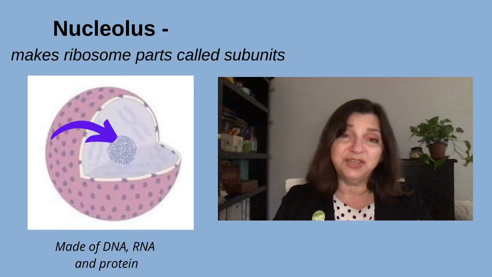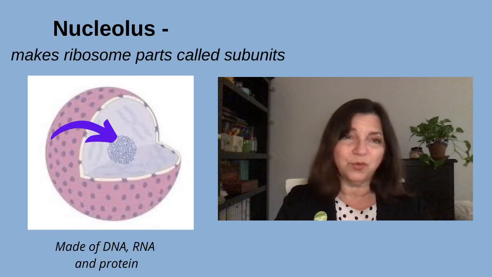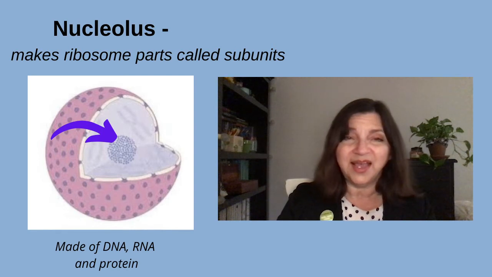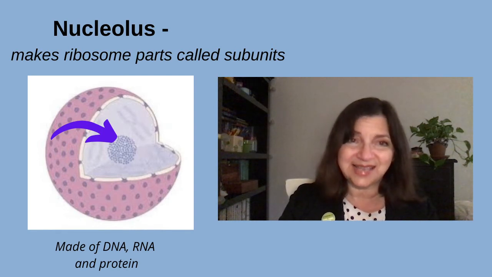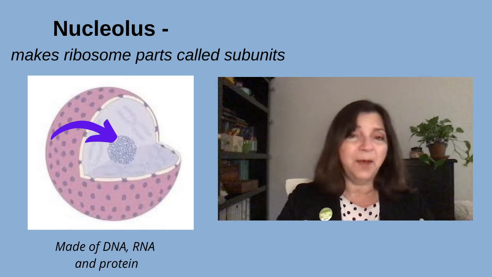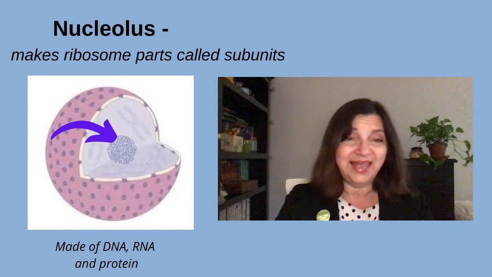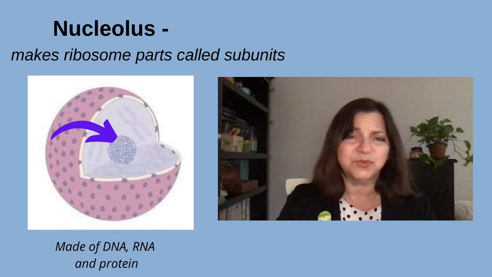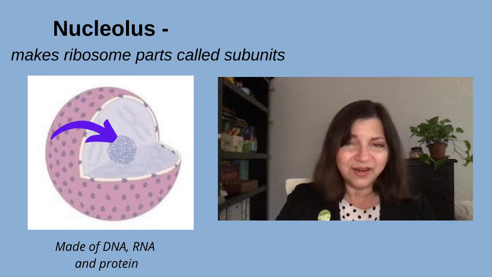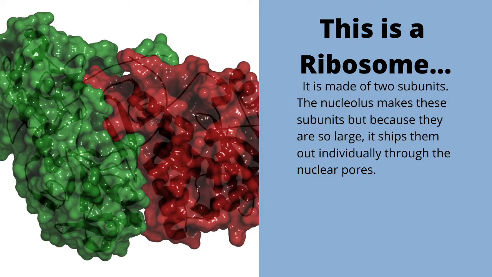The function of the nucleolus is to make ribosome parts that will be assembled outside of the nucleus in the cytoplasm. It is not bound by a membrane and is basically a dense region of DNA and RNA and protein. Now this is a ribosome. It is made of 2 subunits. The nucleolus makes these subunits, but because they are so large, it ships them out individually through the nuclear pores.